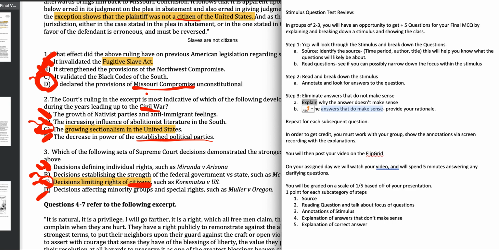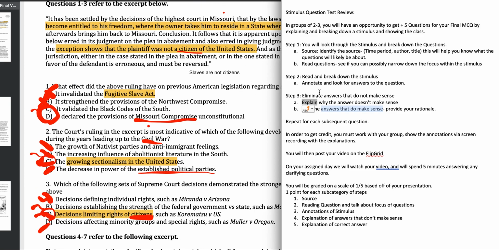So source, reading the questions and talking about the focus of the questions. Okay, reading the questions in alone does not give you the point. Annotating, okay, just because you highlight, you need to again look for answers of the question. I want to hear it verbally. We want to hear it verbally. Explaining why answers don't make sense, and then finding answers that do make sense, providing a rationale. That would be awesome. Okay, and again, do your research before, try to understand it, and I think we will be a better class for it.